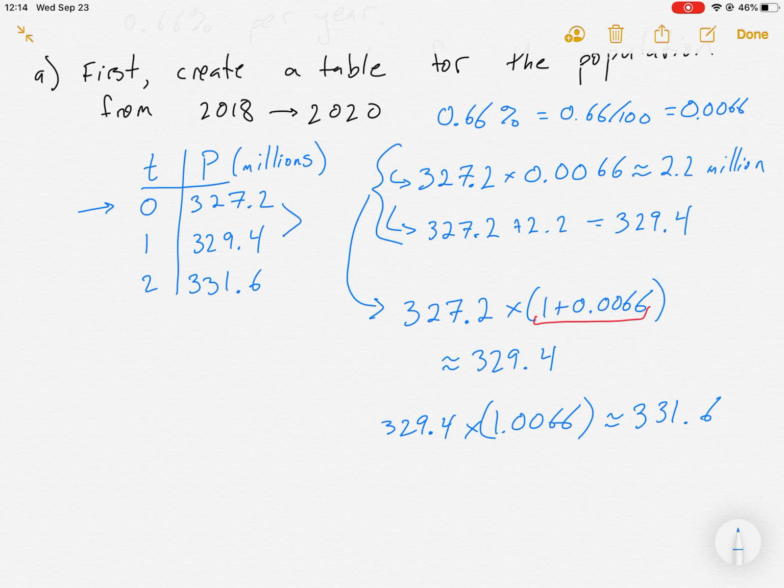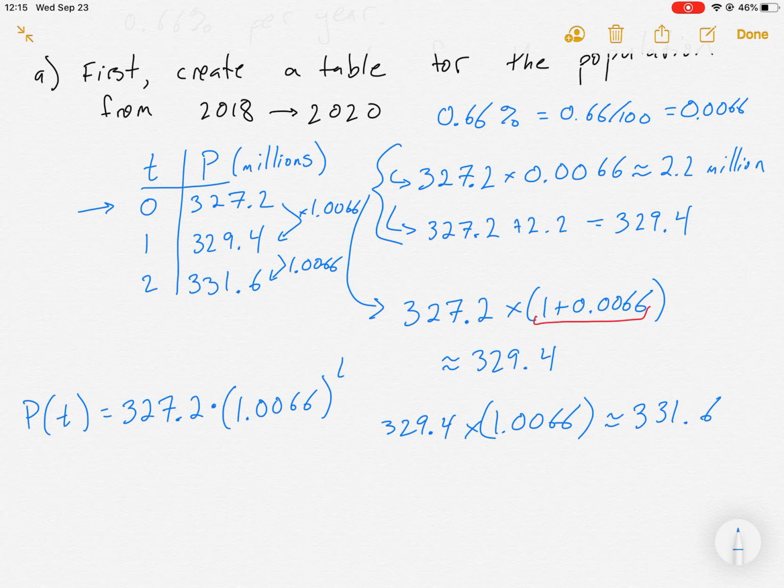Okay, so each time I'm multiplying by 1.0066, and that would be the growth in this case. So therefore, the function, population as a function of time, is given by 327.2, my initial value, times my base, which is 1 plus r, to the power of t.